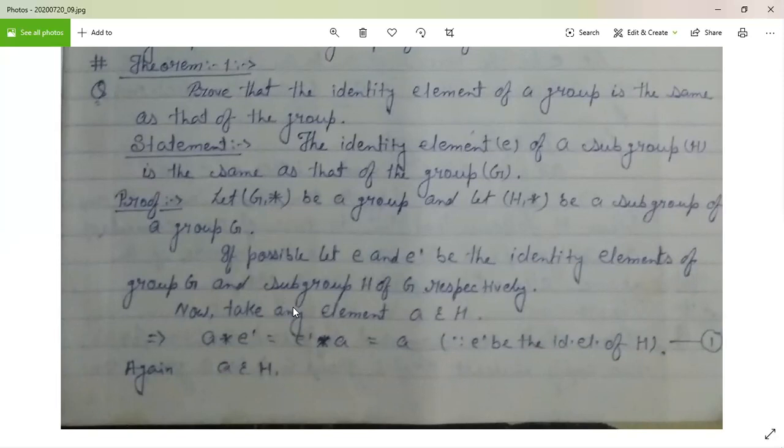Now take an element A belongs to H. Therefore, we have to prove that E equals E dash. For this, I will show the proof of this theorem in your next lecture.